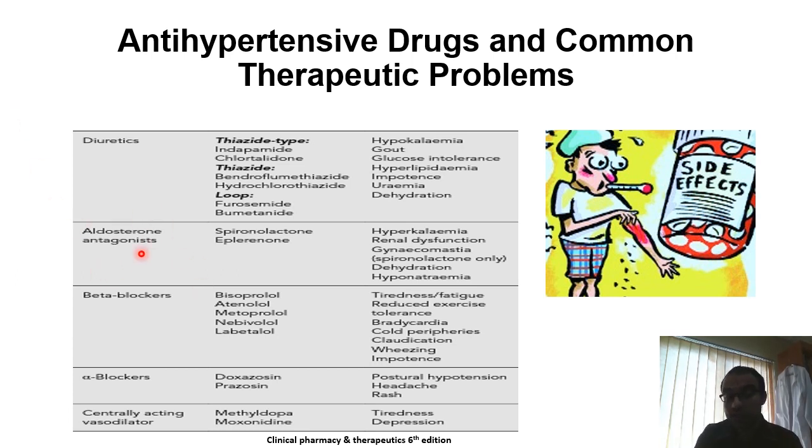Okay, aldosterone antagonist, the beta blocker, the fatigue, and the impotence in a given case, reduced exercise tolerance, sinus bradycardia sometimes, and the alpha blocker, which is maybe quite interesting to see. This one is maybe increasingly prescribed in the Malaysian setting.